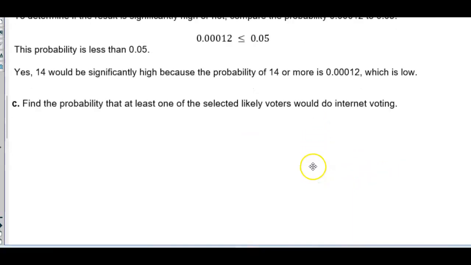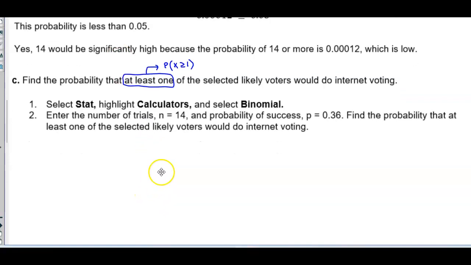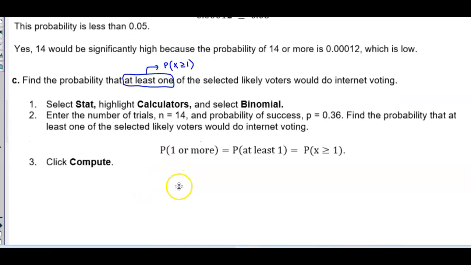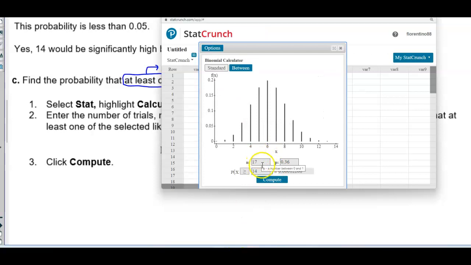Now in part C, it says, find the probability that at least one of the selected likely voters would do internet voting. So now we're talking about at least one. The probability of at least one is the same thing as the probability of X being greater than or equal to 1, or 1 or more. We're going to follow the same procedure, but now we put X greater than or equal to 1 in StatCrunch. We already have N equals 17 and we already know our probability, and now it's going to be greater than or equal to 1, and then we select Compute.